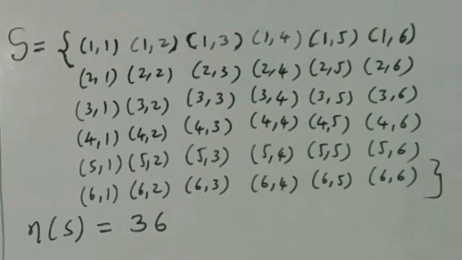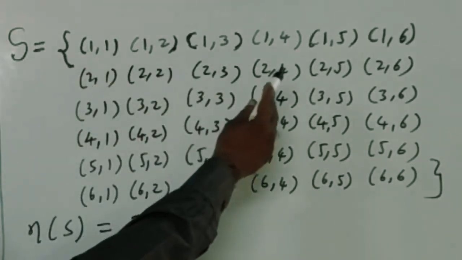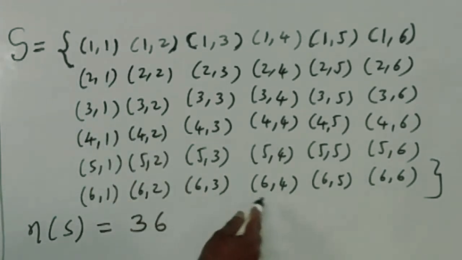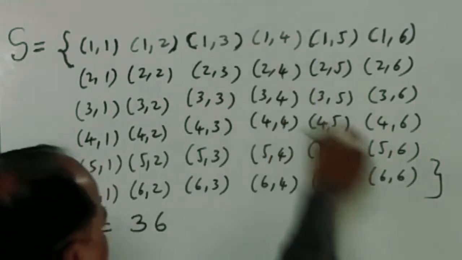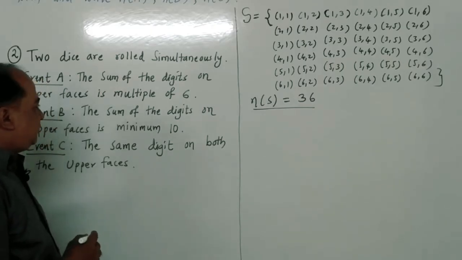So here 2 dice are thrown. So sample space S is equal to (1,1), (1,2), (1,3), (1,4), (1,5), (1,6) and so on, (6,1), (6,2), (6,3), (6,4), (6,5), (6,6). So this is the sample space wherein in all there are n(S) equal to 36 sample points in the sample space when two dice are thrown.